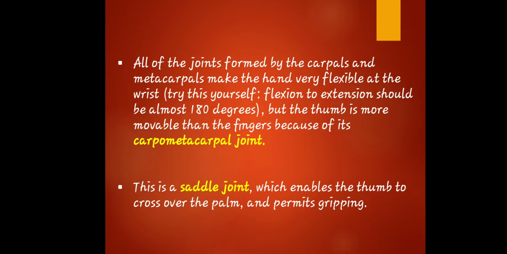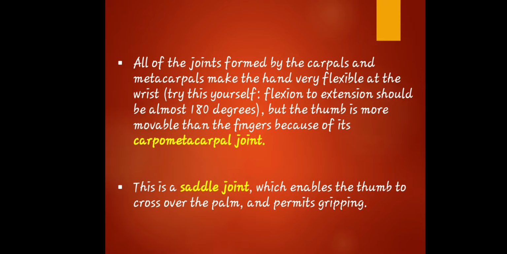At the wrist, try this yourself. Flexion to extension should be almost 180 degrees. But the thumb is more movable than the fingers because of its carpometacarpal joint. Okay, what does it mean? The carpometacarpal joint is the base of the thumb where it meets the hand. This joint allows the thumb to move freely in many directions. It also provides strength so that your hand can grasp and grip.